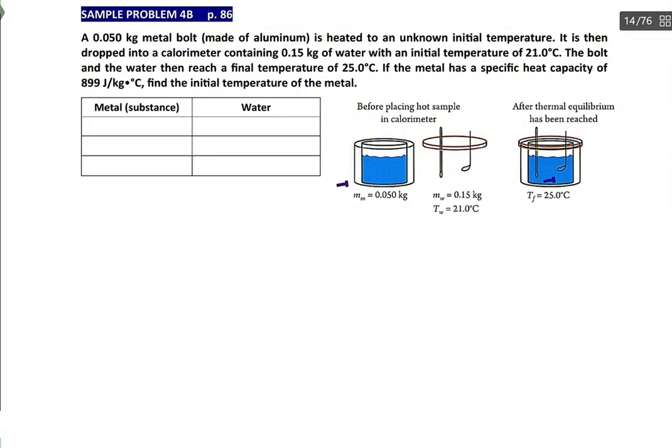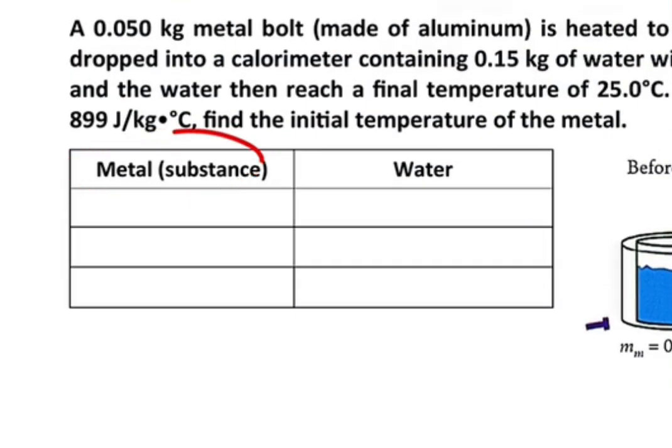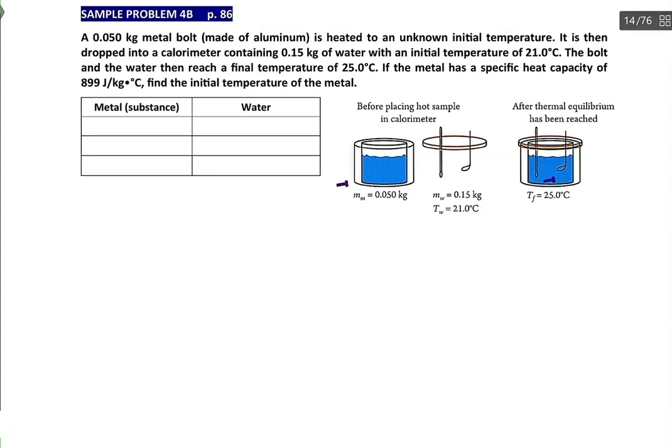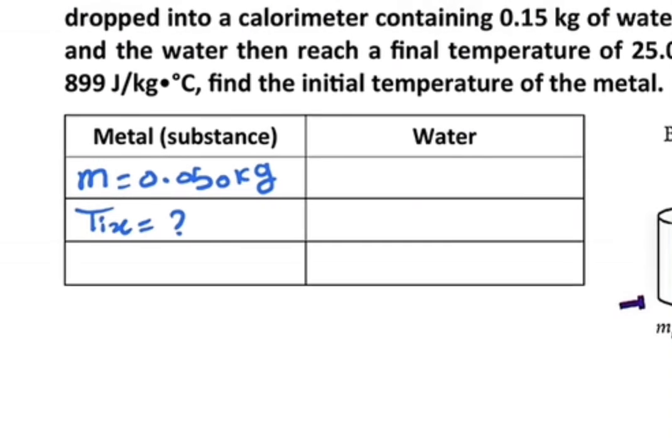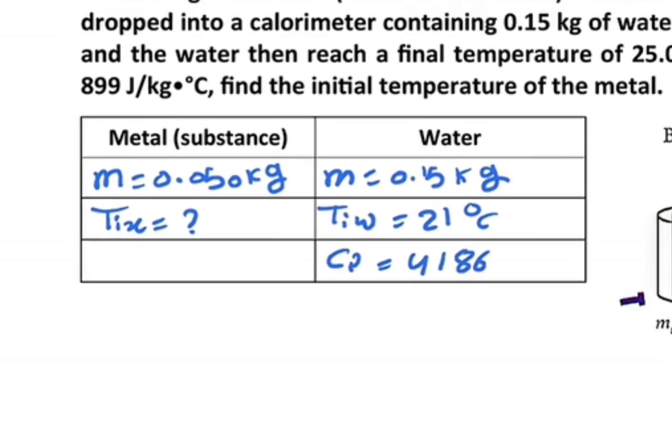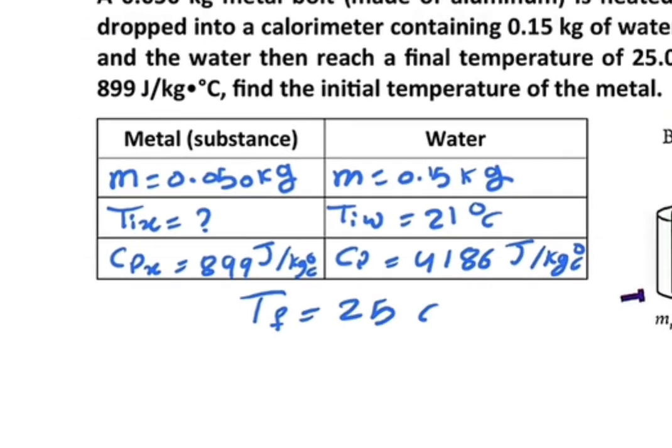First, we will write down all the given information. To keep everything clear, we can make a simple table. On one side, we write details about the metal, and on the other side, we write details about the water. This makes it easier to see what we know and what we need to find.